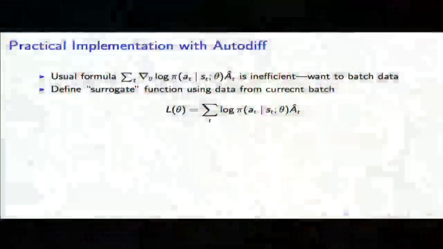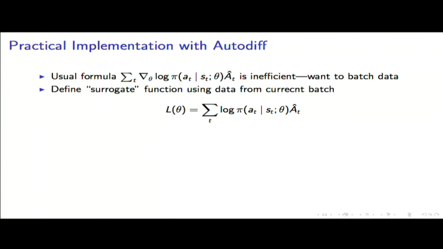Now here's just a note about how to implement this in practice. A lot of textbooks and introductions to policy gradient methods tell you that the formula is grad log probability times your advantage estimate. So that suggests that what you should do to calculate it is compute the grad log probability at every time step, scale it by the advantage estimate, and add those all together.